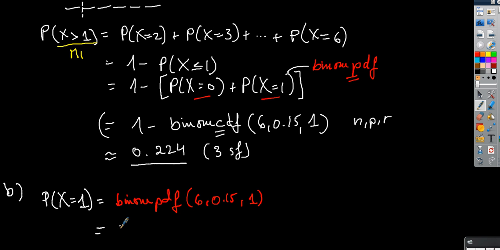Okay, I need n choose r. So n is 6, r is 1. Then I need the probability 0.15 to the power of r, that's therefore 1, times the complement of the probability, 1 minus 0.15, to the power of 6 minus 1, 5. And I could type this into the calculator. You might want to do this as an exercise to check you get the same thing as that. Okay, that's it.